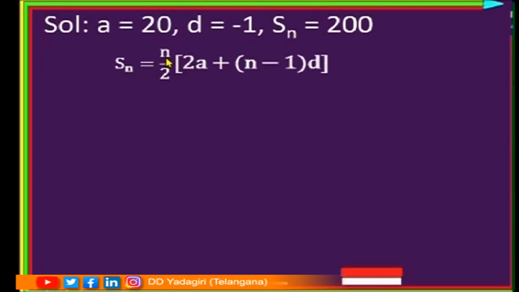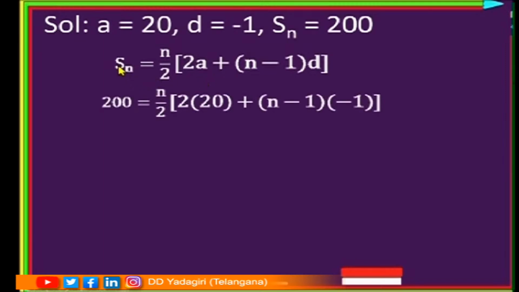So Sn is equal to n by 2 into 2a plus n minus 1 into d. Now replace the known values in this formula. We know Sn is equal to 200, and we have to find the value of n. So n by 2 into 2 into, what is the value of a? 20, plus n minus 1. We don't know the value of n, so keep it like that only. n minus 1 into, what is the value of d? That is minus 1. So these brackets are very important.